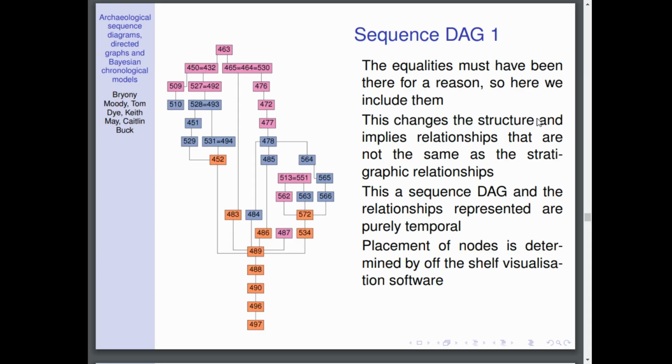Now, the placements of the nodes, I admit, isn't the most intuitive with the phasing. This is why we've included the colouring. The placement of the nodes is determined by off-the-shelf visualization software that is used for mathematical DAGs, and as a consequence of that, they want as little edges crossing over as possible, hence the placement of the nodes.